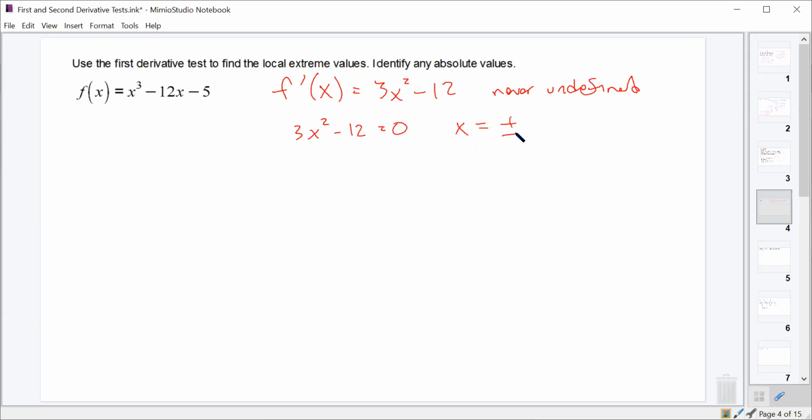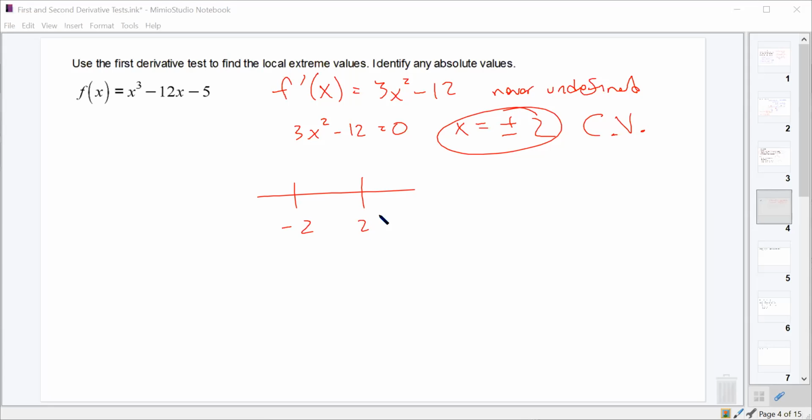Positive or negative 2. Positive or negative 2, right? Okay. So what values? These are our critical values, right? And so those are the only two values that need to go onto our sine chart, negative 2 and 2 for the derivative. And what's a nice easy number between negative 2 and 2 to plug in? 0. If I plug in 0 to my derivative, I get a negative.